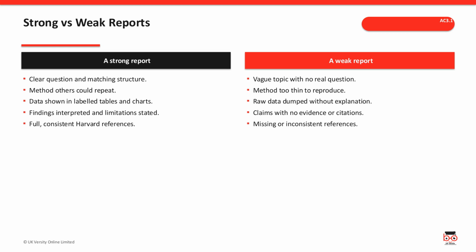A strong report has a clear question and a matching structure, a method others could repeat, data shown in labeled tables and charts, findings that are interpreted with limitations stated, and full, consistent Harvard references. A weak one drifts: a vague topic with no real question, a method too thin to reproduce, raw data dumped without explanation, claims with no evidence, and referencing that's missing or inconsistent. Knowing the difference tells you exactly what to aim for.